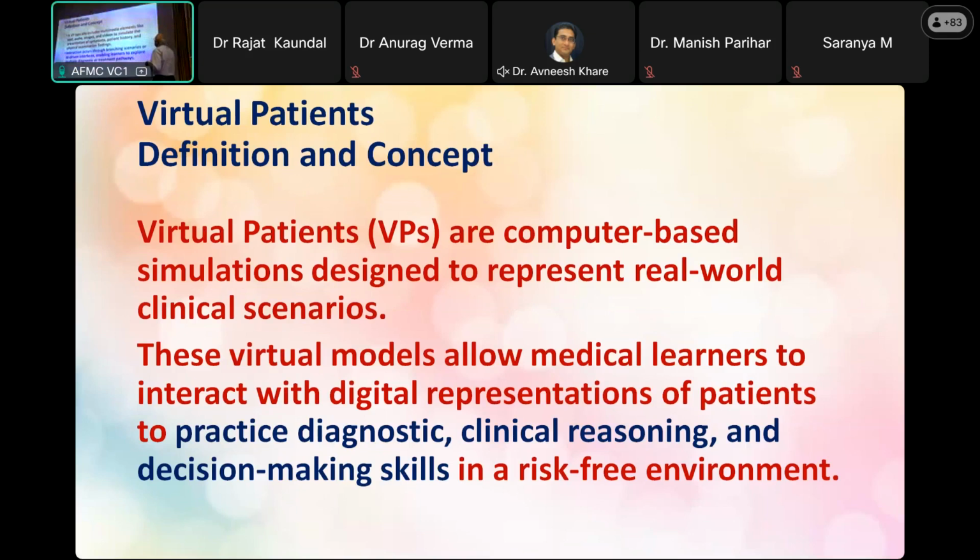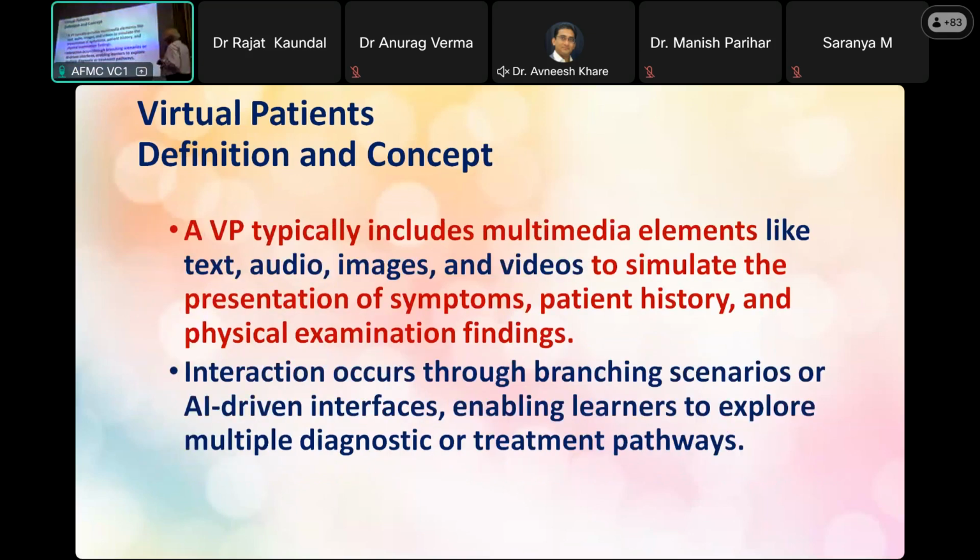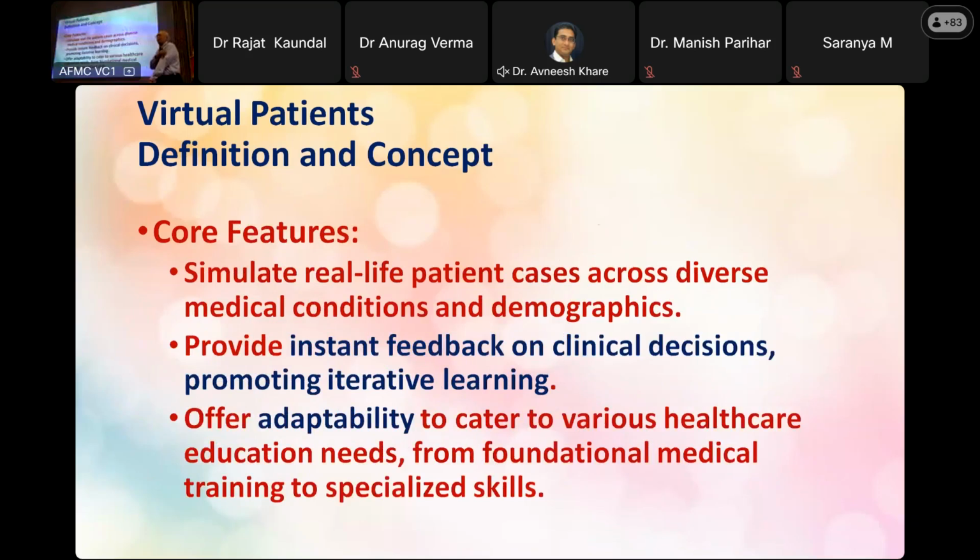The virtual patient can be text, audio, images, or videos to simulate the symptoms, and interaction occurs through branching scenarios or AI-driven interfaces. Now, India has a long history. I don't know how many of you have seen, around 1983, there were PMPs, called patient management problems, and there were algorithms at that time. They were all very paper-based. Now we are trying to convert them into AI-based.